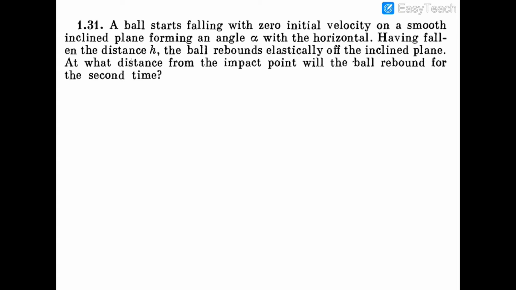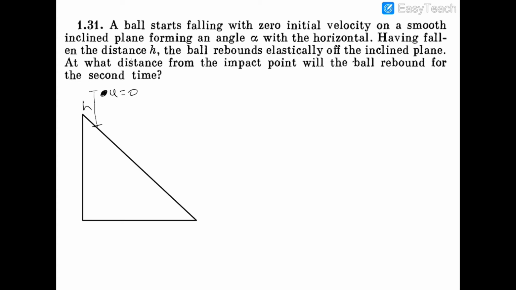In this question, a ball starts to fall with zero velocity on an inclined plane from a height h, like that. This is h and the initial velocity is 0, and when it falls on the inclined plane, it rebounds elastically. So we have to find out the distance after which the second collision will occur.